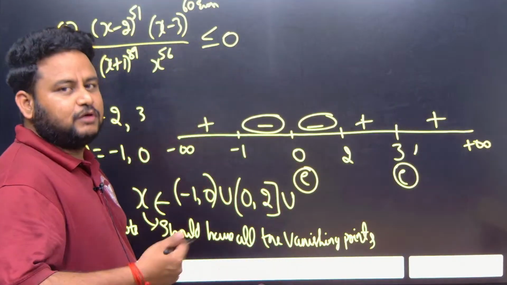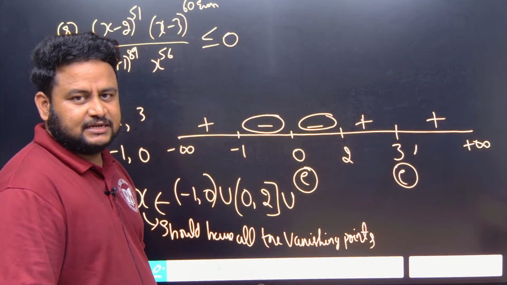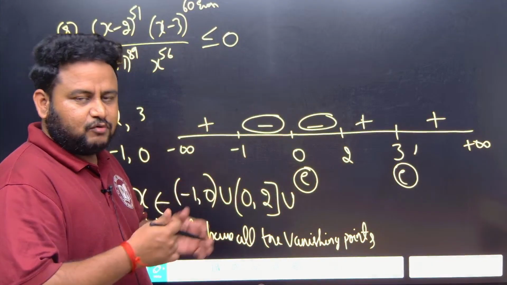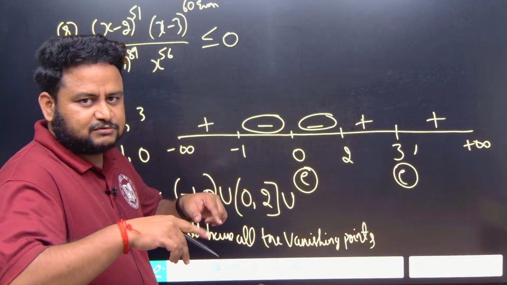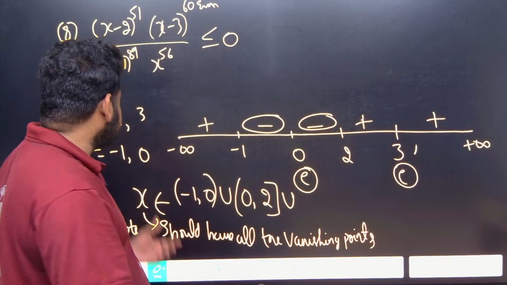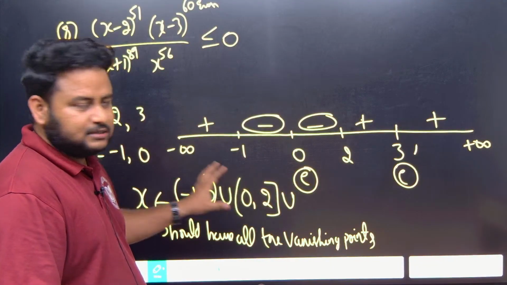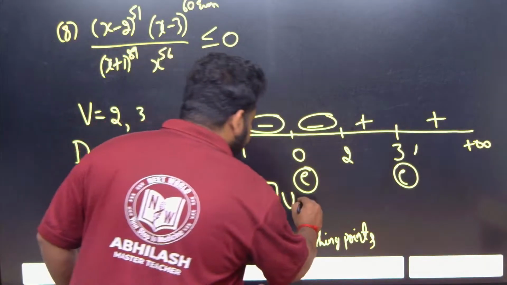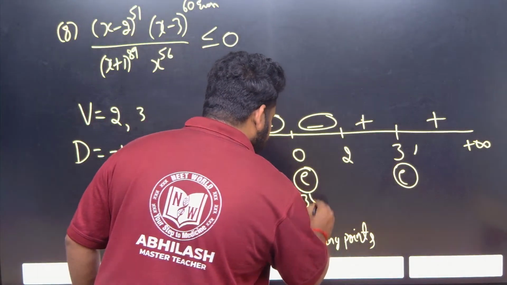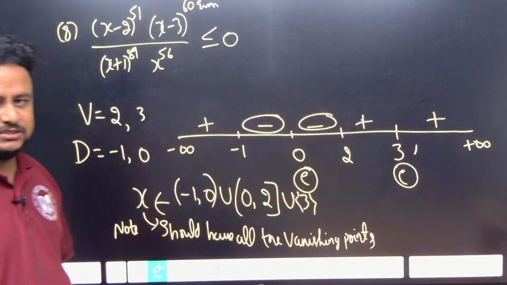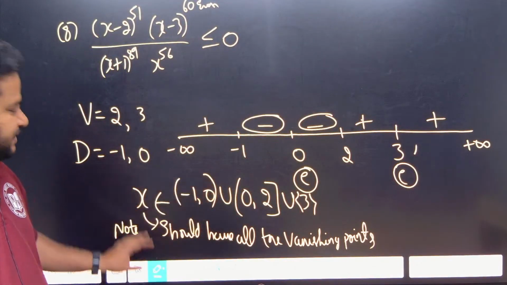In sets, what should you do? If I want a set of 2 comma 3, I should write it as what? Flower bracket 2 comma 3. Here also similarly I want 3, because it is a vanishing point, it must be included in the region. So I have to write 3, just put the flower bracket. So this is the final answer. This is the complete answer where x belongs to.